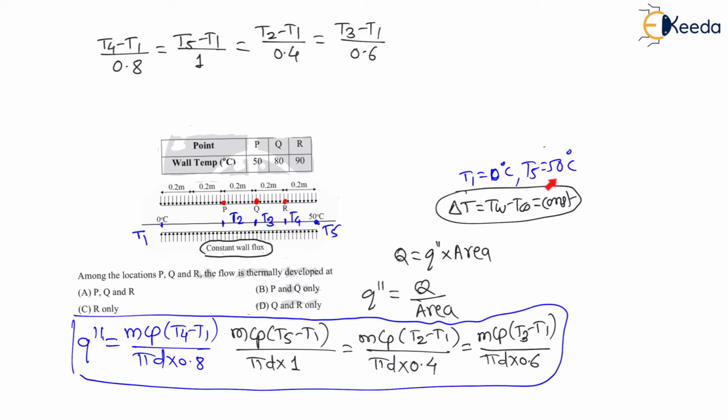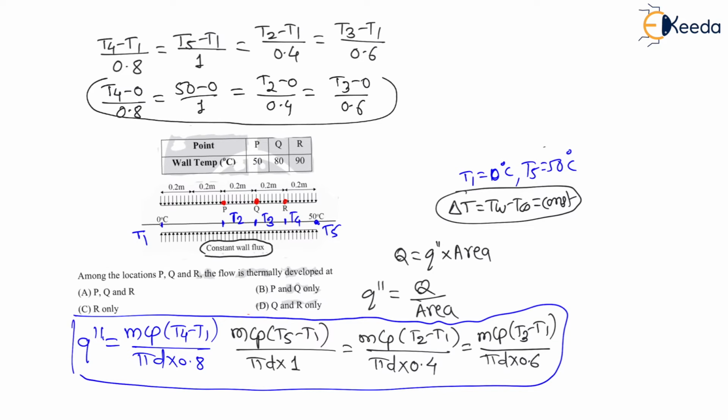T1 is 0 degree Celsius, T5 is 50 degree Celsius. Let us find other values. Therefore, (T4 minus 0) divided by 0.8 is equal to (50 minus 0) divided by 1 is equal to (T2 minus 0) divided by 0.4 is equal to (T3 minus 0) divided by 0.6. Right. Now, by equating these equations, let us find T2.